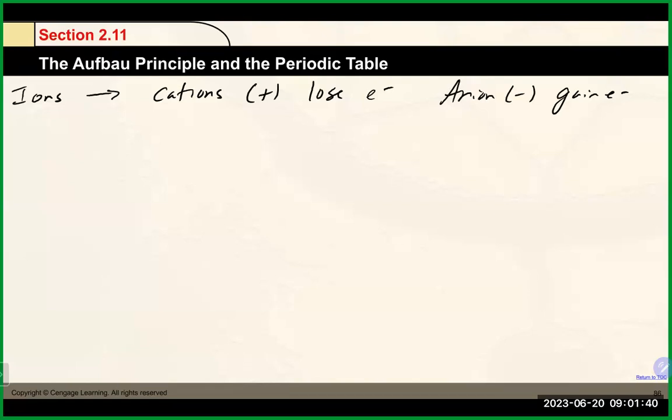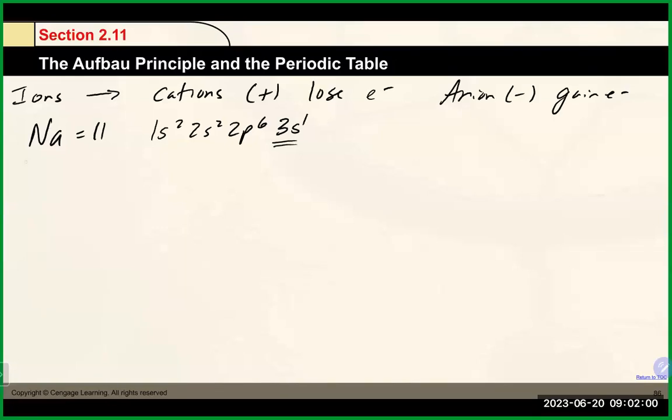So for example, if we look at sodium here, which is number 11, and we write the electron configuration for it, 1s2, 2s2, 2p6, and 3s1, that being the valence electron that we have for sodium.